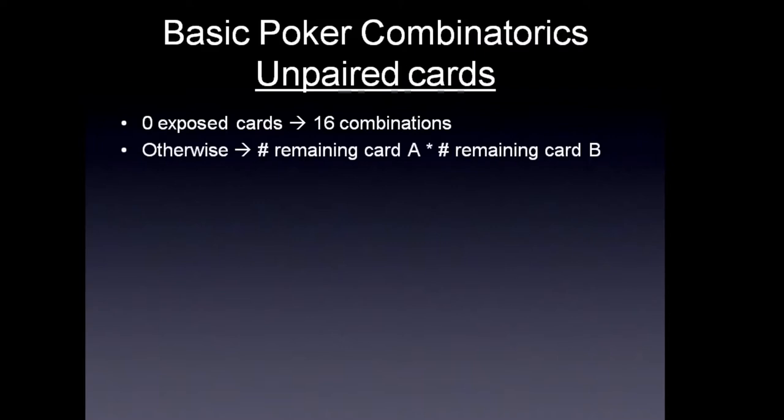So next are unpaired cards. First we had paired cards, now we have unpaired cards. When 0 cards are exposed, there's 16 combinations. We want to know how many combinations of ace-king are there possible. There's 16. The math behind this, or the computation, is the number of remaining cards of A, so let's say the ace, and number of remaining cards for B, so let's say the king. So number of remaining aces times number of remaining kings. The reason why this is 16 is because 4 remaining aces, 4 remaining kings is 16. 4 times 4.